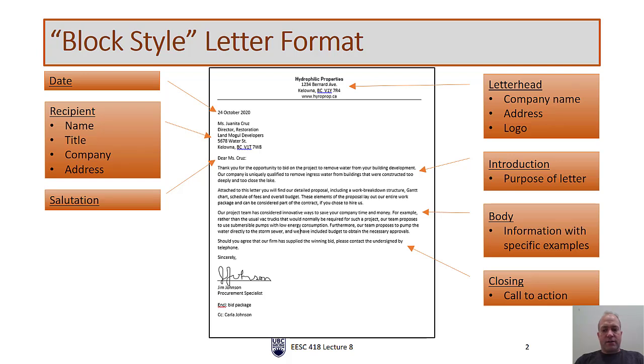Finally, we'll have a closing paragraph. There should always be some sort of a closing paragraph with a call to action. So in this example, should you agree that our firm has supplied a winning bid, please contact the undersigned by telephone. In this case, we're asking specifically to be contacted, and we want to avoid any sort of generic, don't hesitate to contact us or anything like that. That's really generic. We want a very specific call to action. If you agree that this bid is the winner, please contact us.